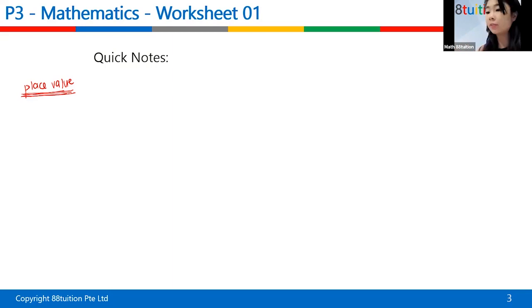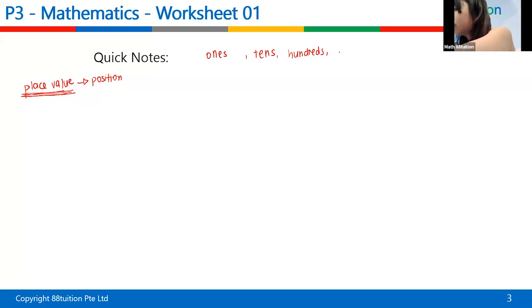So what is place value? When we talk about place value, we are talking about the position, what position the number is in. So far we have learned ones, tens, hundreds, and thousands. Am I correct? We're all familiar with what these positions are. Next week onwards, we will move on to 10,000s, but let's not worry about that first. Let's just focus on ones, tens, hundreds, and thousands.